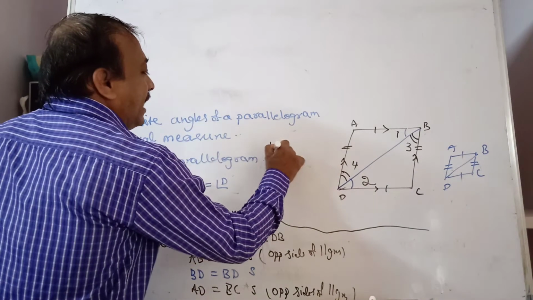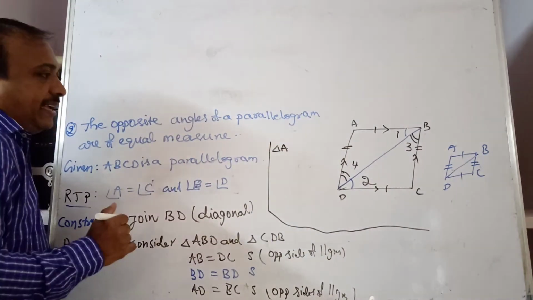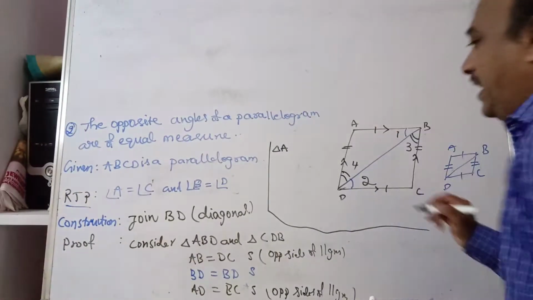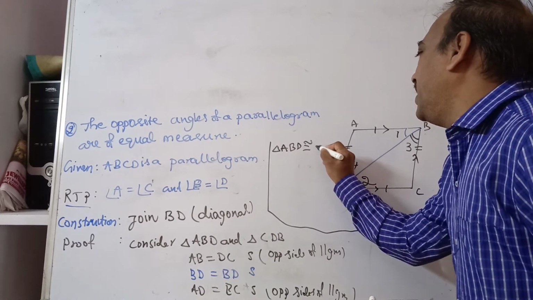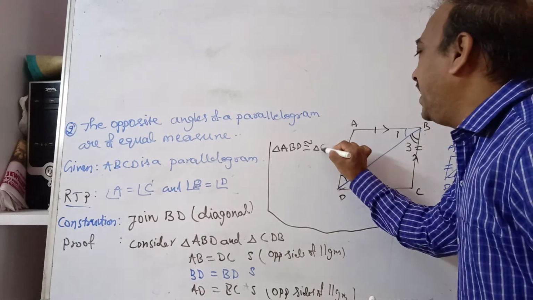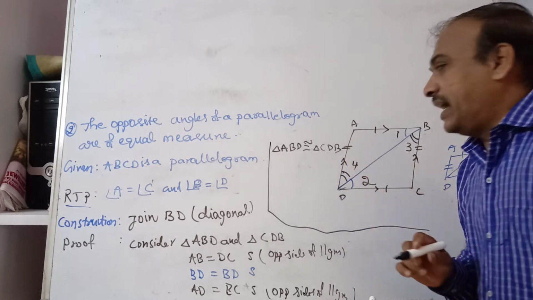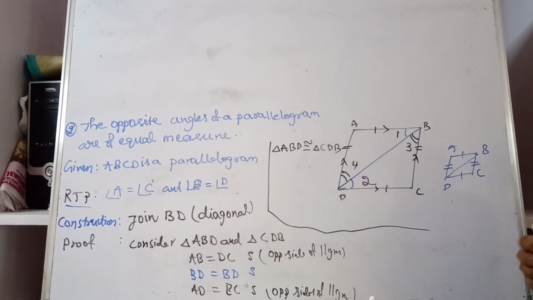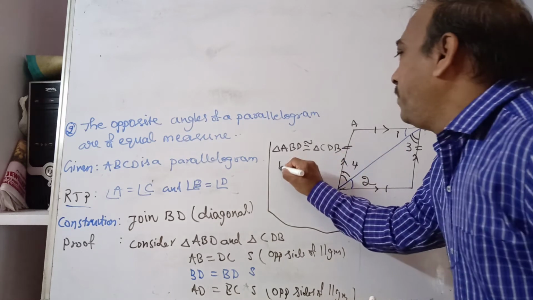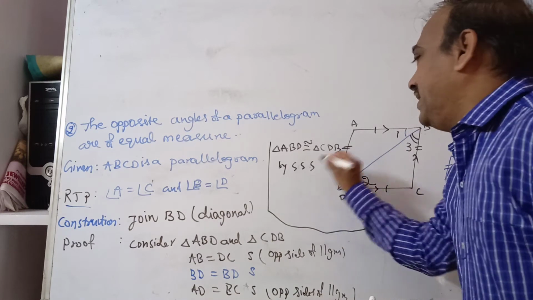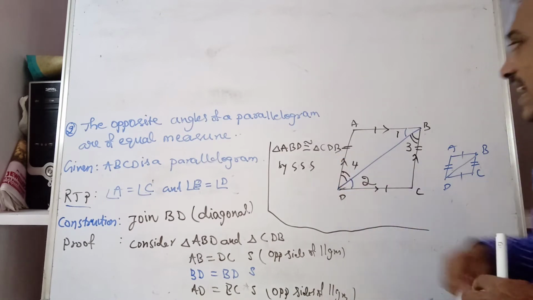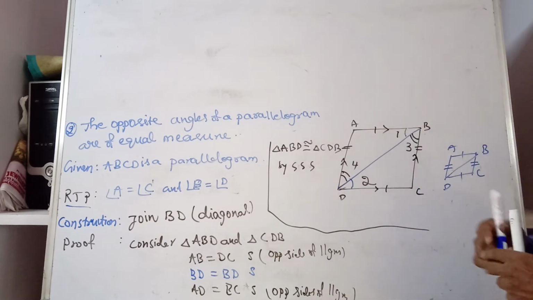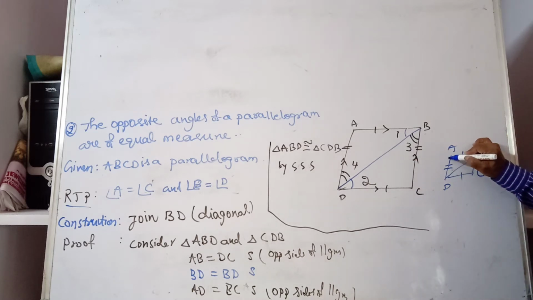So triangle ABD is congruent to triangle CDB by SSS side congruency criteria. Once the triangles are congruent, their corresponding parts are equal. So angle A is equal to angle C.